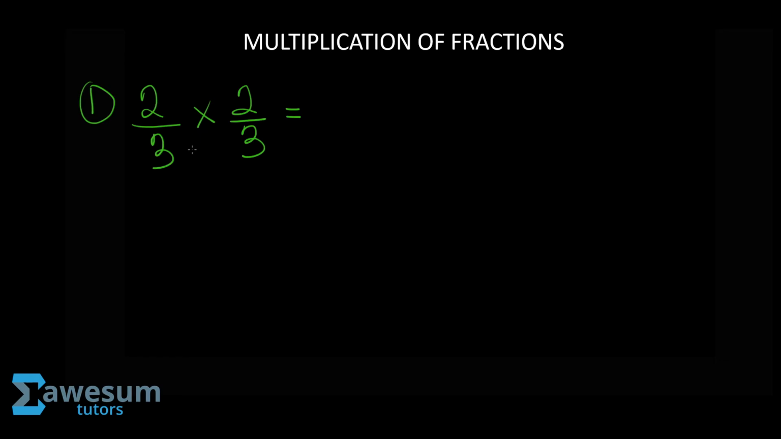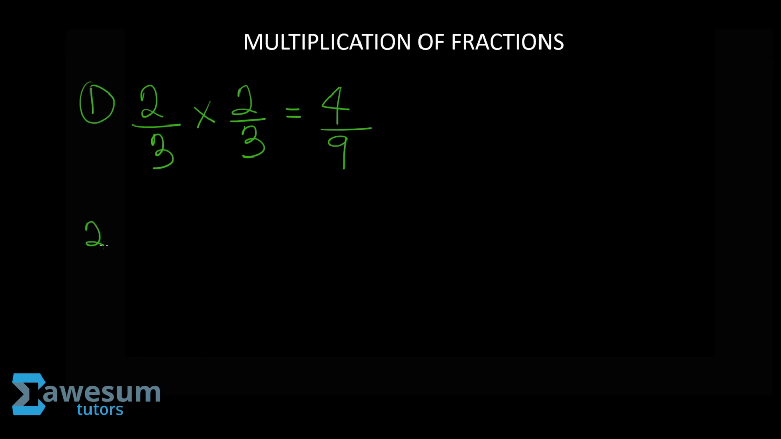2 over 3 times 2 over 3. These are the numerators. So you're going to go ahead and multiply that. 2 times 2 gives you 4, over 3 times 3 gives you 9. That is your final answer. 4 over 9 is the product or the multiplication of 2 over 3 and 2 over 3.